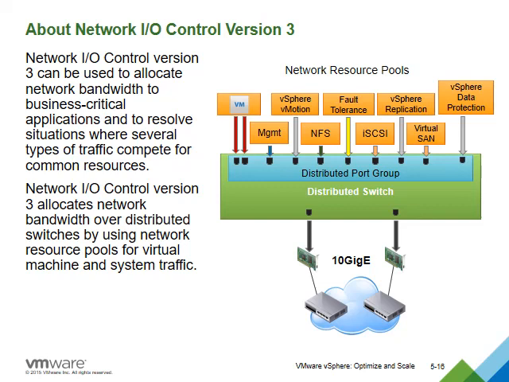About Network I/O Control version 3. Network I/O Control allows us to allocate bandwidth to applications and business processes to resolve situations where we have a lot of network traffic that's competing for the same resource. We can use this to configure bandwidth allocation for virtual machines, management, vMotion, NFS, fault tolerance, iSCSI, the vSphere replication, virtual SAN, and vSphere data protection.